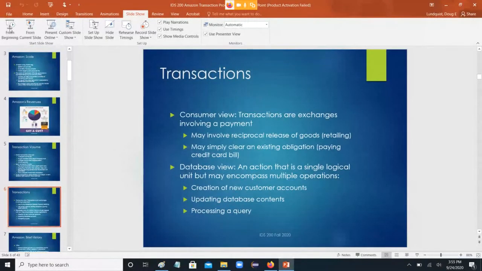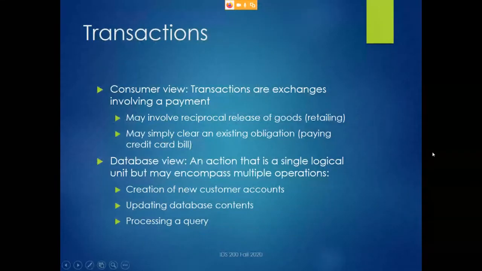So, transactions. What do we mean by transactions? Well, when we talk about transactions among ordinary humans, we just mean exchanges that involve some kind of payment. So typically some kind of reciprocal release of goods. For example, I buy something, so I give you some money or I give you my credit card info. I owe you some money that I'll pay off eventually, and you send me the goods. Or it could be clearing an existing obligation, right? So you have this credit card bill, you go into the bank site to pay it.